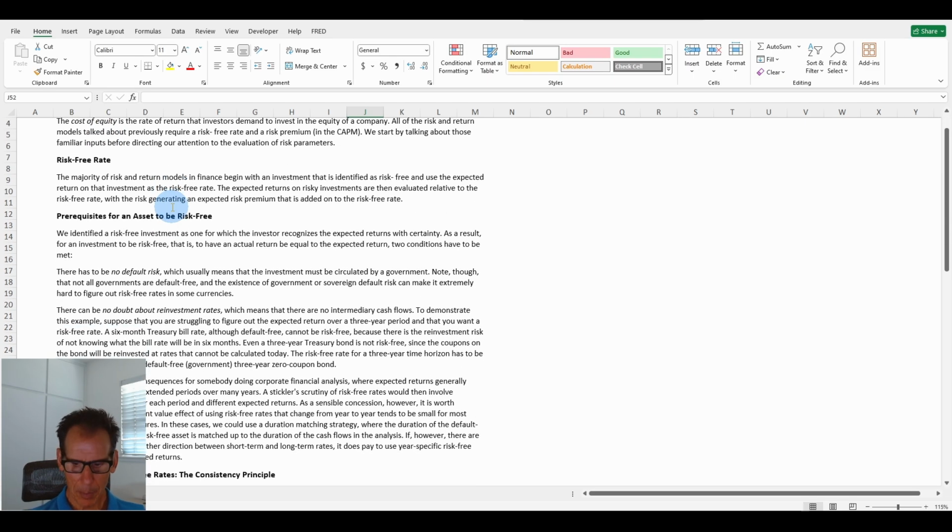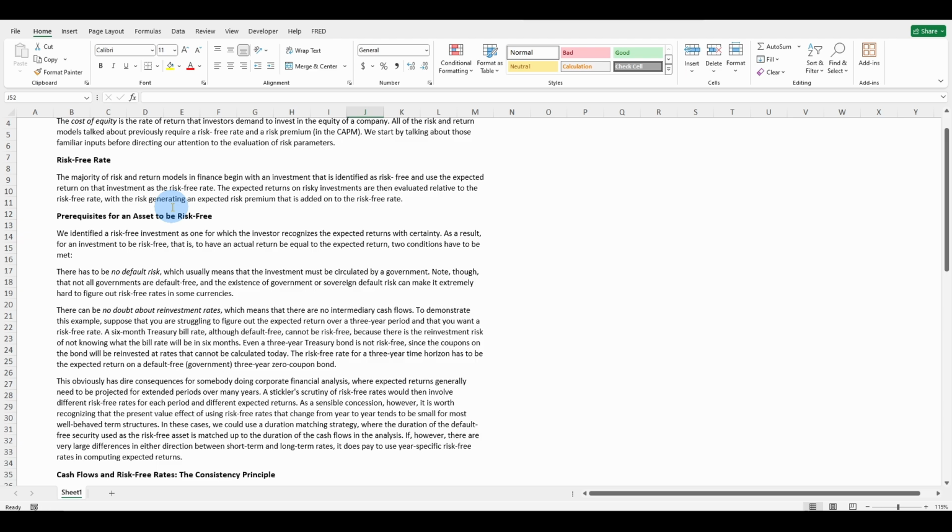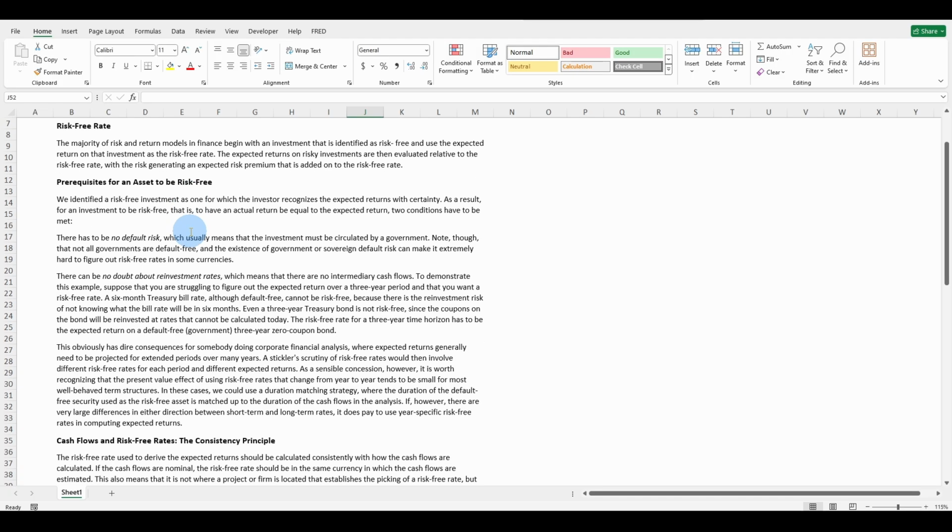Risk-free rate. The majority of risk and return models in finance begin with an investment that is identified as risk-free and use the expected return on that investment as the risk-free rate. The expected return on risky investments is then evaluated relative to the risk-free rate, with the expected risk premium added on to the risk-free rate.